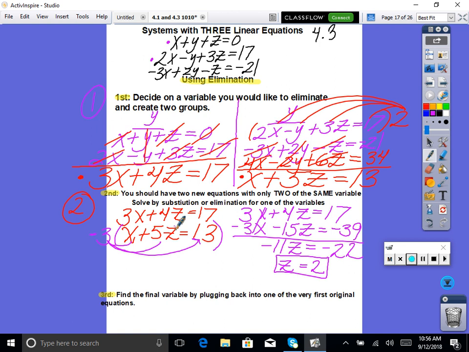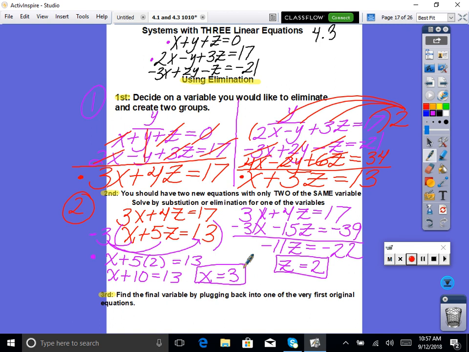We just plug it in right here or down here. So I'm going to plug it into the bottom one. We don't know x. So x plus 5 times z, and we do know z is 2, equals 13. So we have x plus 10 equals 13. So x equals 3. Circle that. So step 2 is just solving what we did last time completely.